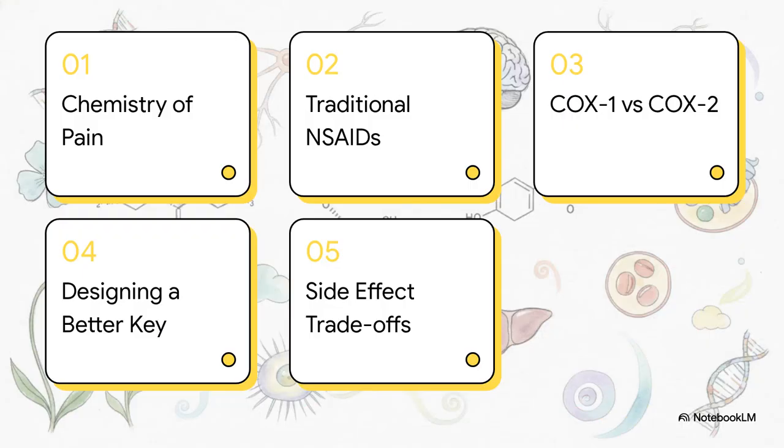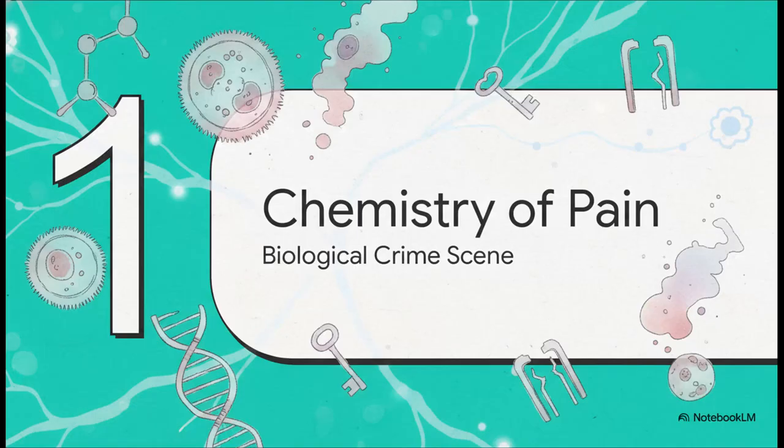So here is our roadmap for today. First, we'll look at the chemistry of pain. Second, how traditional NSAIDs work. Third, the COX-1 versus COX-2 dilemma. Fourth, designing a better key. And finally, number 5, the side effect trade-off. Okay, let's dive right into part 1, the chemistry of pain.